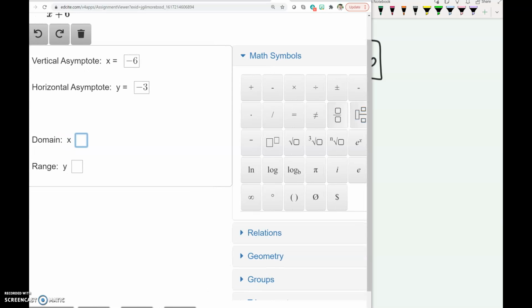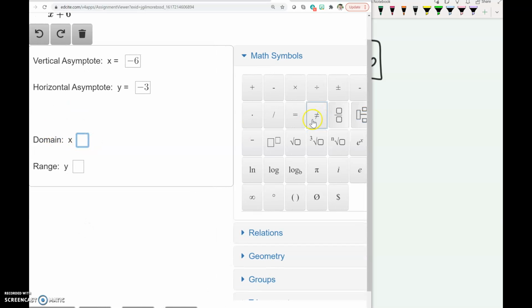So when you're typing in that domain, you need to type in the cannot equal symbol and then -6. For the range, type in that does not equal symbol, -3.